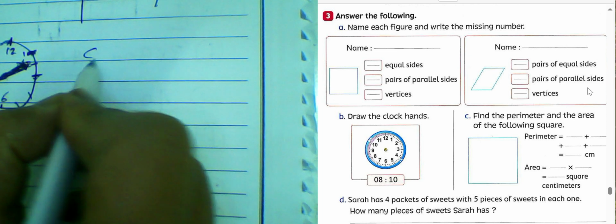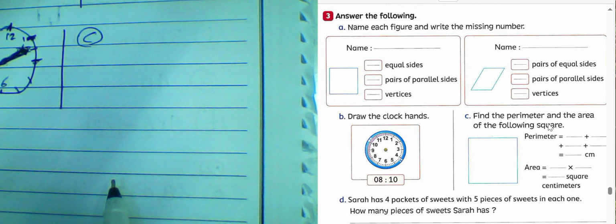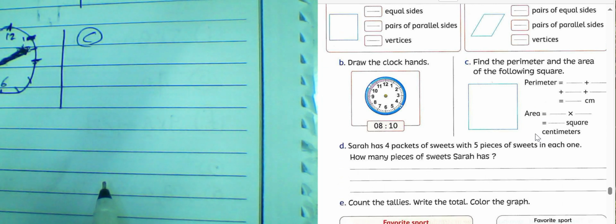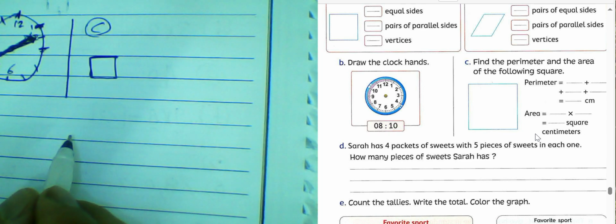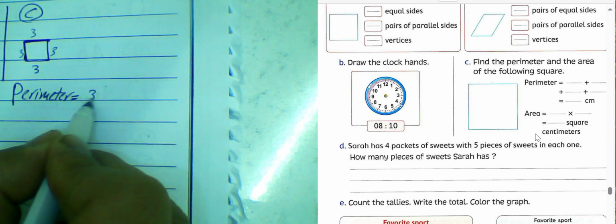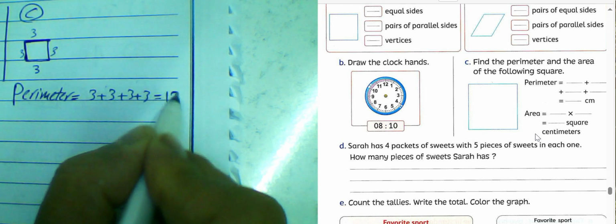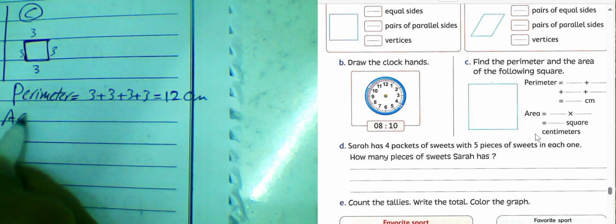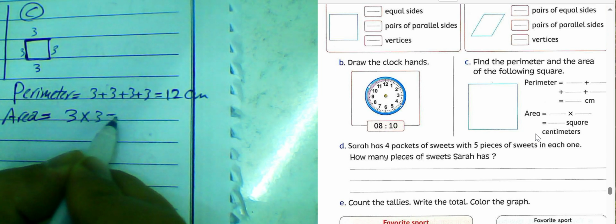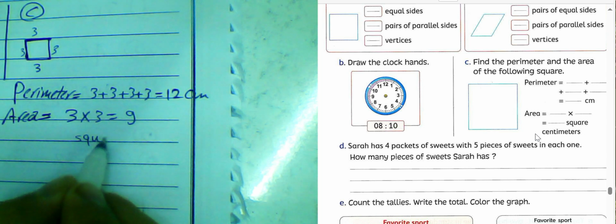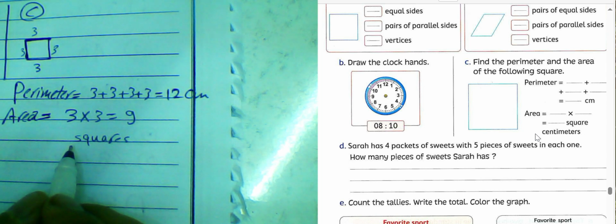Next question, letter C. Find the perimeter and the area of the following square. We have a square. You can use the ruler to find the length of this square. The length will be 3 centimeters. To find the perimeter, we must add all sides, 3 plus 3 plus 3 plus 3, equal 12 centimeters. And the area, 3 times 3, it will be 9 square centimeters.